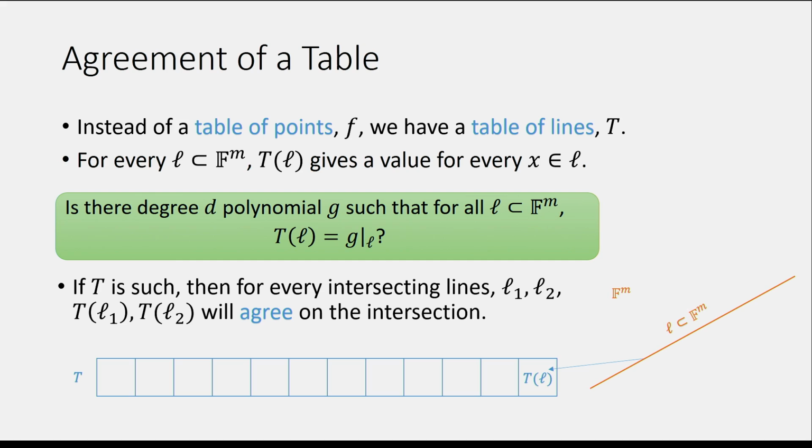But what low-degree theorems are about is what happens if this table doesn't have this perfect agreement, but in most cases, it agrees. For example, if almost all two intersecting lines agree, do we still have a single degree d polynomial? So the answer for that is yes.